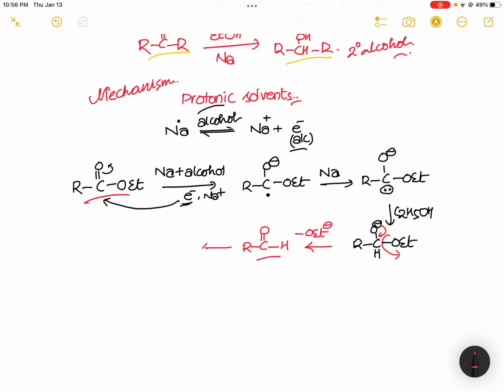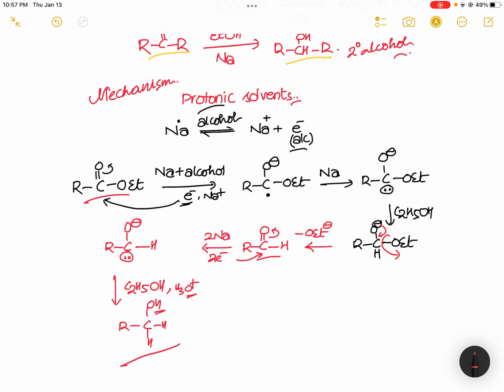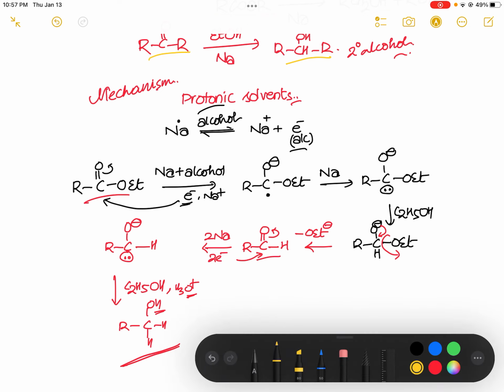Now the same process, two sodiums at a time I am writing. That means two electrons are going to be added here. It becomes RCO minus, H. Two electrons are here. Now again C2H5OH, and it becomes H, OH. After H3O plus, this will be O minus, and because of H3O plus it will become alcohol. This is the mechanism.